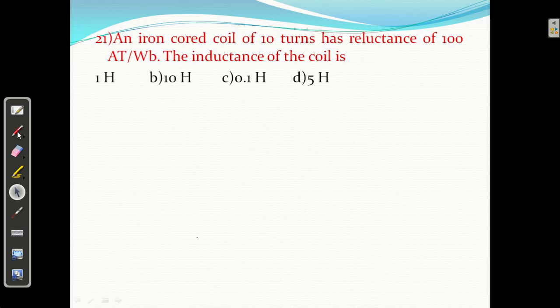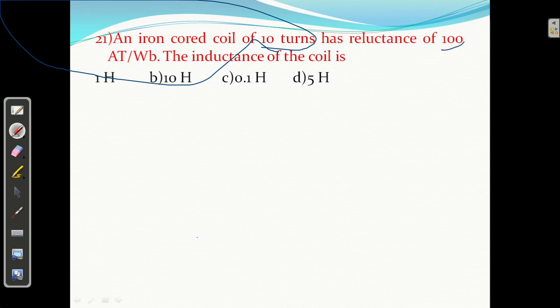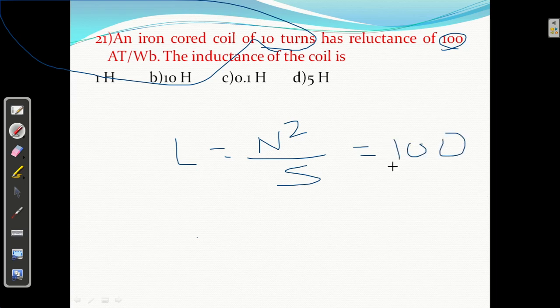An iron core has 10 turns and has a reluctance of 100 ampere turn per Weber. Find the inductance. L equal to N square upon S, the second definition of self inductance. N is 10 turns, so the square of 10 is 100, upon S which is 100. So 100 upon 100 is 1. It is 1 Henry. A is correct. That is the answer, right?